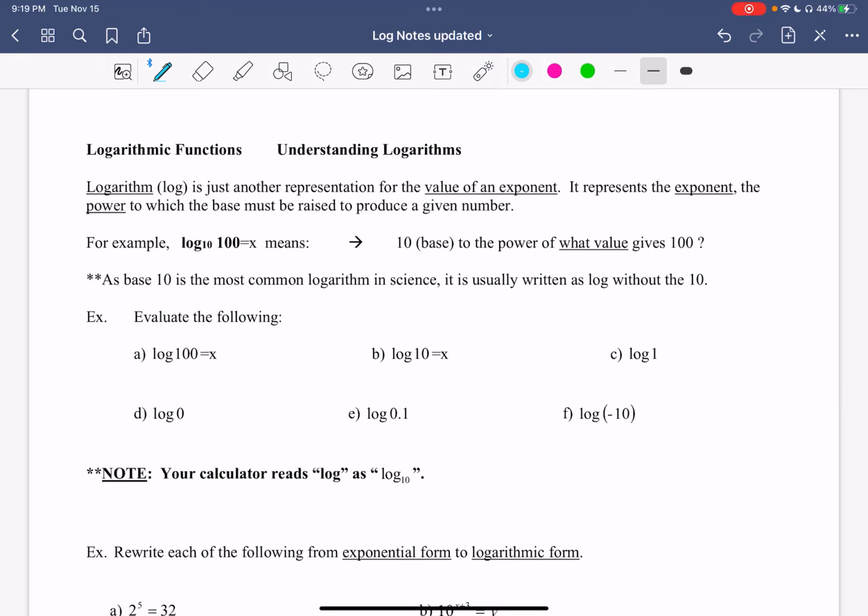Today we're going to be talking about logarithmic functions. A logarithm, or just a log, is another representation for the value of an exponent. It represents the exponent, or the power to which the base must be raised to produce a given number. So first I'm going to show you how we're going to write things in logarithmic form and how we're going to convert them to exponential form.